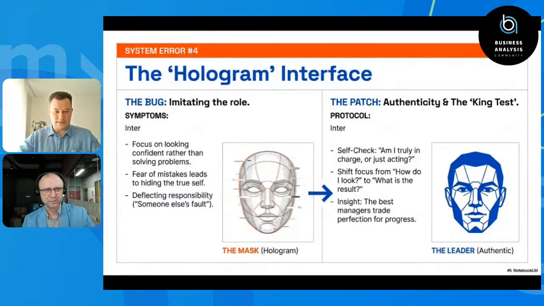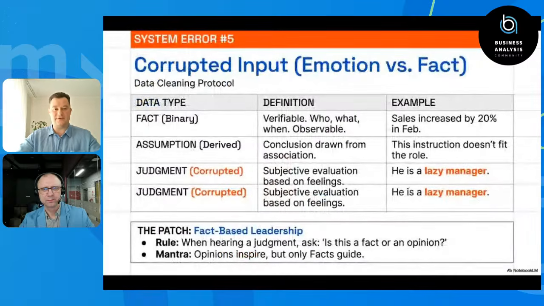Awesome. And I believe, guys, you just recognized yourselves in that point, because all of us use such kinds of holograms in our practice. And I believe this is the right time to think about fact-based management, which relates to the fifth system error, corrupted input. But let's talk a little bit about how to treat the previous one, just a little.